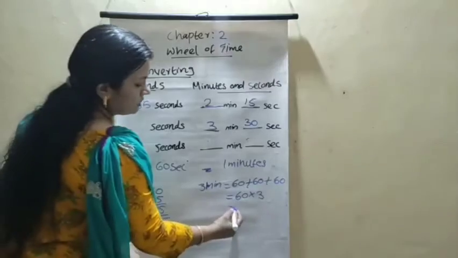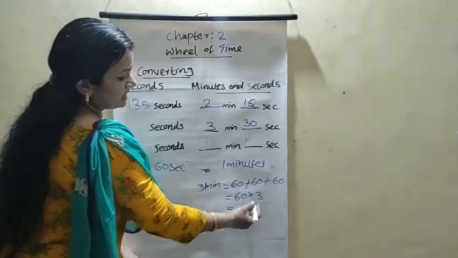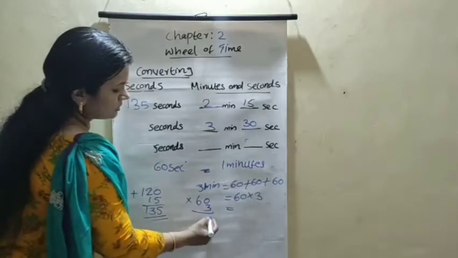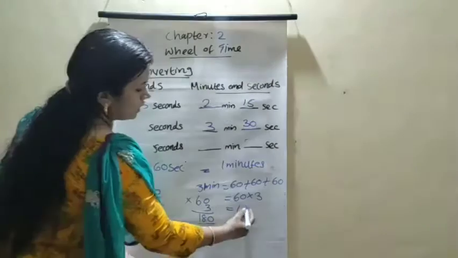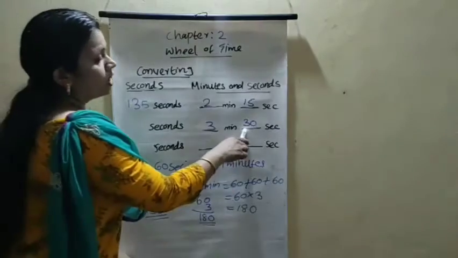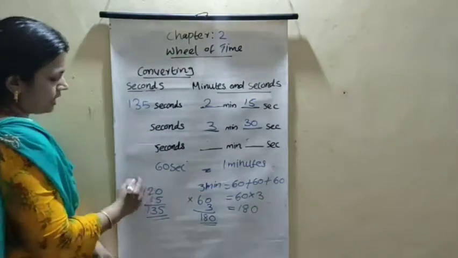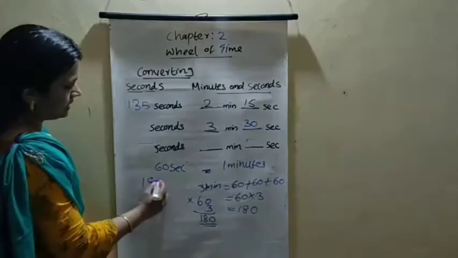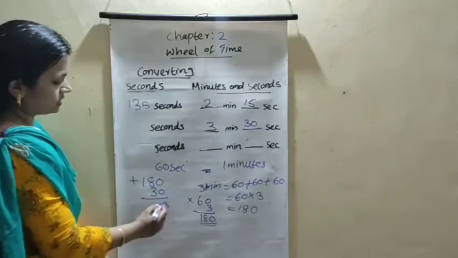What is 60 into 3? 3 sixes are 18, then the 0 is put there. 60 into 3 is 180. 3 sixes are 18, so the answer is 180. Also 30 seconds are given, so we can write 180 plus 30. 3 plus 0 is 0.